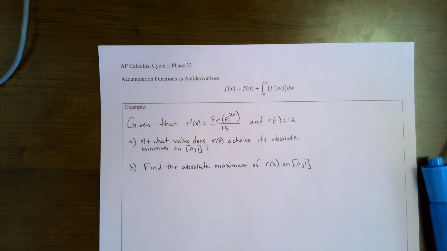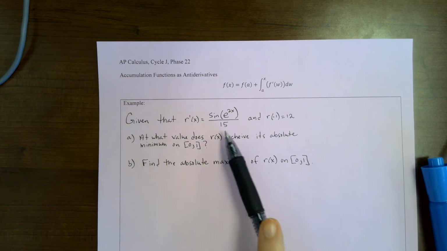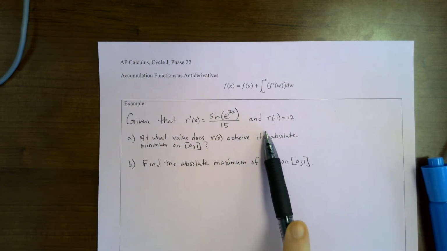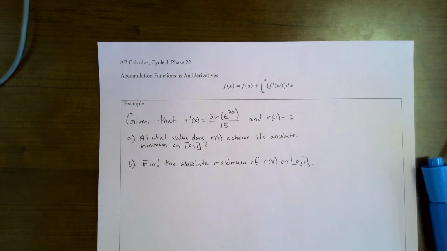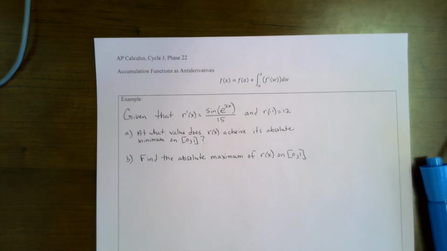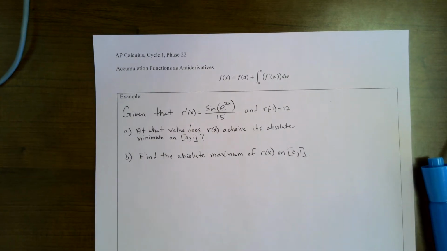Okay, guys, I'm going to do this one. So this is phase 22. Okay, so let me read this. Given that r prime of x is equal to this here, and r of -1 is 12, part A, at what value does r of x achieve its absolute minimum on 0 to 1? And then part B, find the absolute maximum of r of x on 0 to 1.